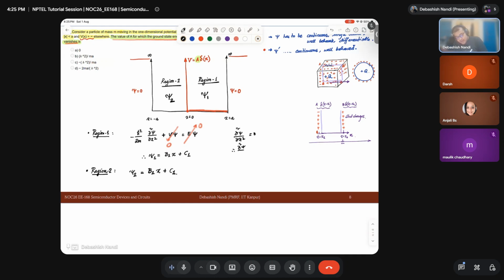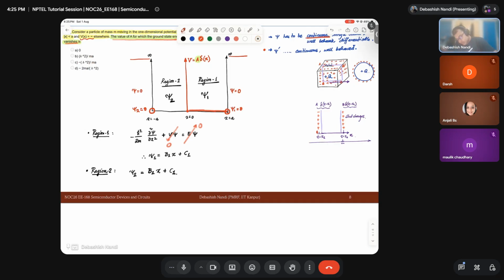So del psi by del x will be some constant, and let's say this is b, and then your psi will be bx plus c, right? This is the form of the equation that we are using for both the cases. Now again what we'll do, we'll use the boundary condition. For us the boundary condition is that at these points my psi 1 equal to 0, here my psi 2 equal to 0, because my psi has to be continuous.